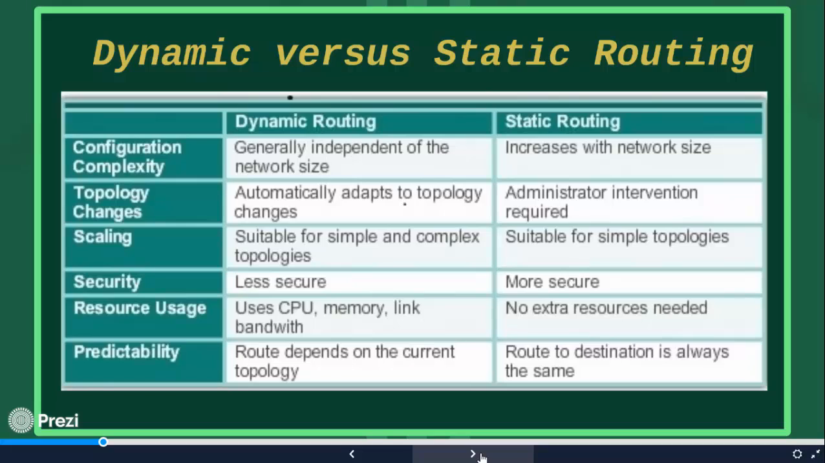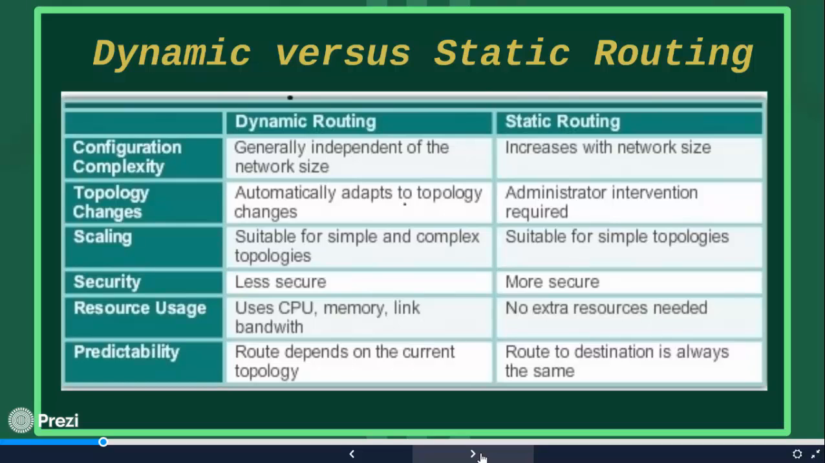If he considers using dynamic routing in all the routers, he has to consider that the CPU can handle it, the memory can handle it, and the link bandwidth, so as to maximize efficiency and the performance of the network.